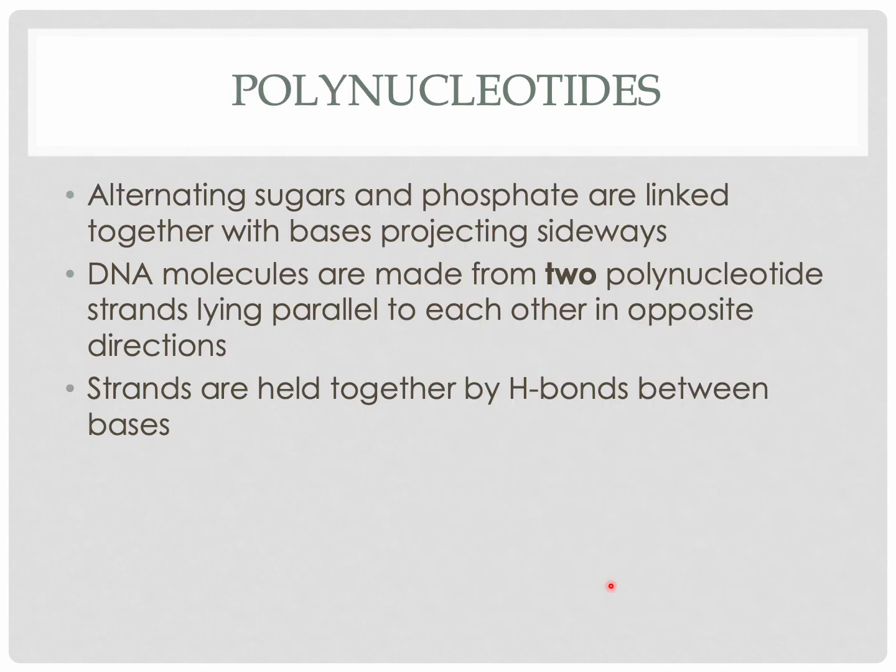Looking at the polynucleotides, they alternate sugar and phosphate, and they're linked together with the bases projecting sideways. You have your sugar, phosphate, sugar, phosphate, and then your nucleotides are going to project sideways. They'll come out here. This is what's going to lead to what we call the ladder.